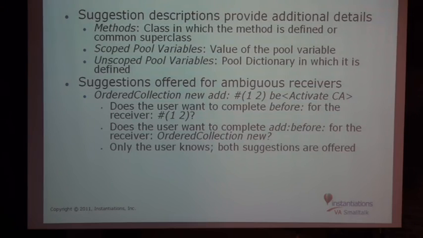For ambiguous receivers, this is an interesting problem, because sometimes you can't tell exactly what the user has in mind in terms of doing code completion. So for this example, ordered collection new, add an array of elements, and then type DE and activate code assist. You can activate code assist either automatically, generally after three characters have been typed, or explicitly. So what does the user want to do? Does he want to complete before for add before? Or does he want to complete between? Could be he wants to use between and provide another parameter and add that to the ordered collection. So we provide both suggestions, let you pick, because we don't know.